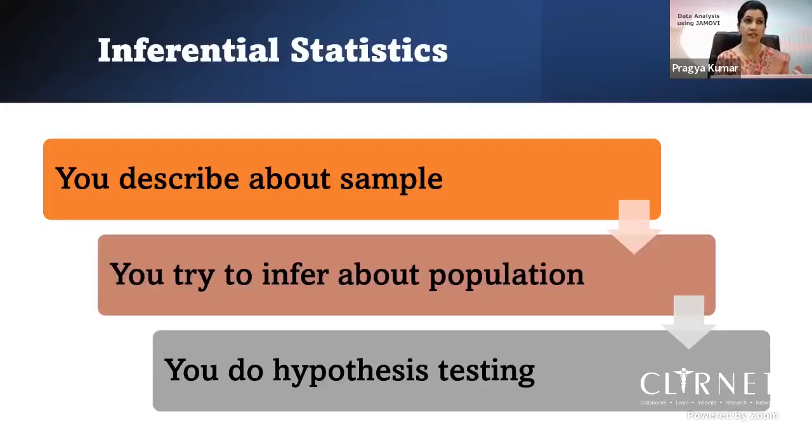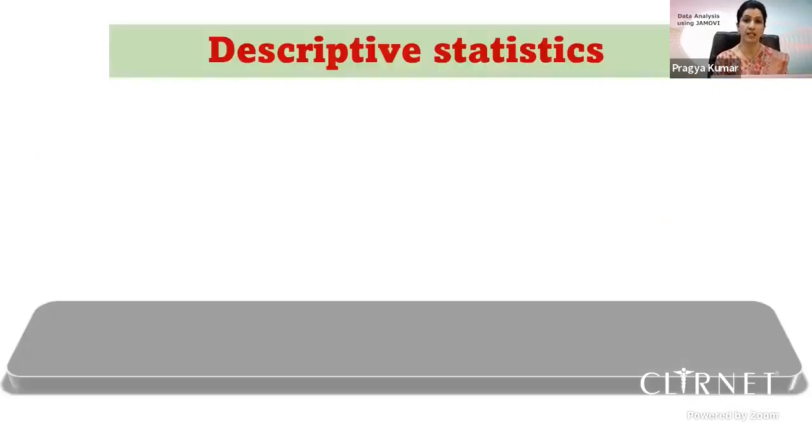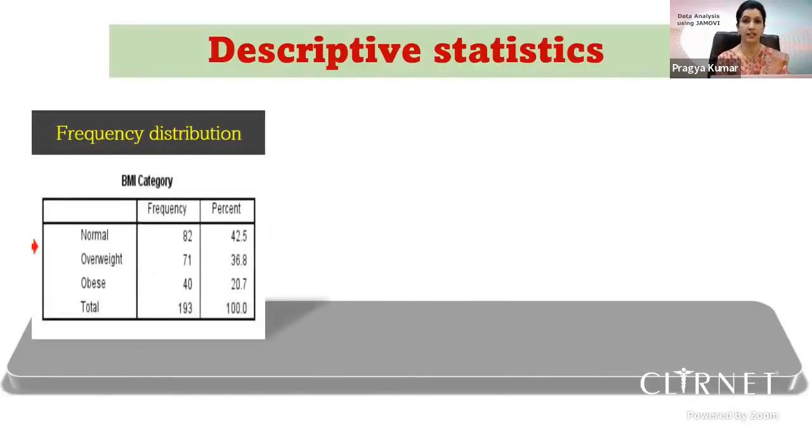So in this case, although we describe the sample, since we always express the result with the confidence interval, we try to infer about the population and we do the hypothesis testing as well. So coming to the descriptive statistics, like I said, there are 4 types of descriptive statistics: counts and percentages, which is the frequency table.